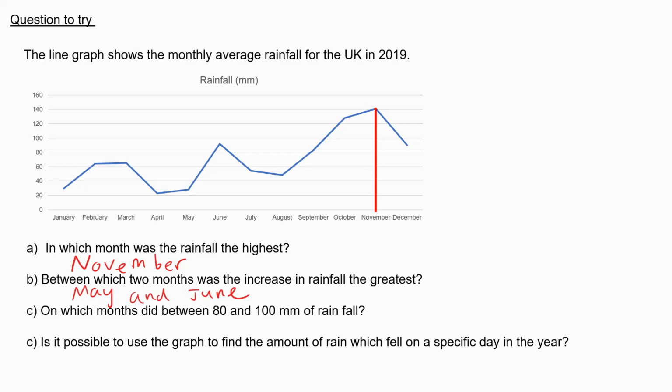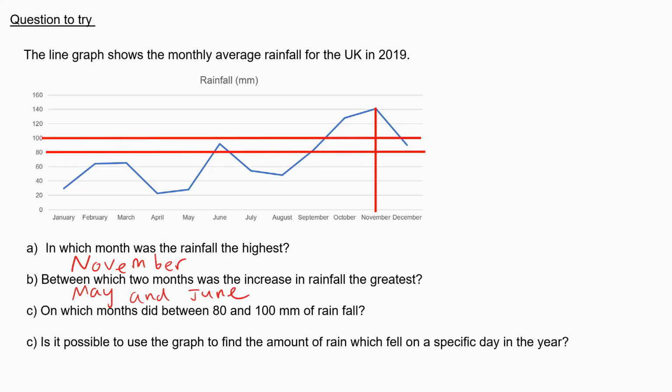And on which months they're between 80 and 100 millimeters of rainfall. So I'm going to score across at 80 and 100 millimeters, and I can see then that it's June and September. For C, is it possible to use the graph to find the amount of rain which fell on a specific day of the year? As we discussed earlier, that's no.